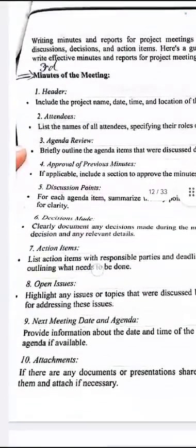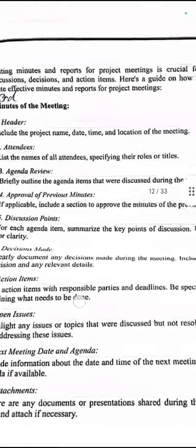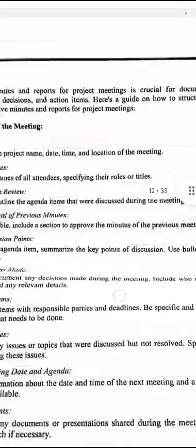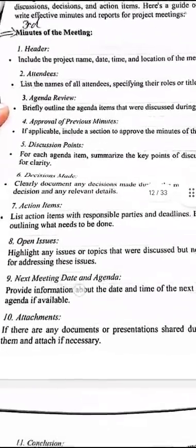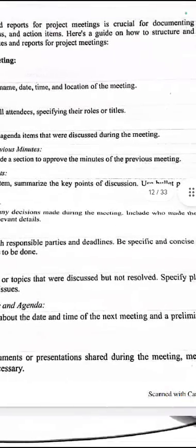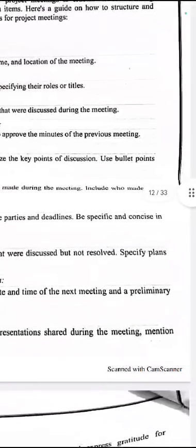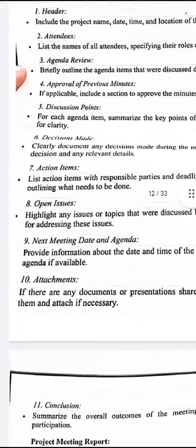Then we should approve the previous minutes. If applicable, include a section to approve the minutes of the previous meetings. Then discuss the points. This is the main part, where we should discuss each and every point, each and every aspect point-wise. First of all, for each agenda item, summarize the key points of the discussion. Use bullet points for clarity.